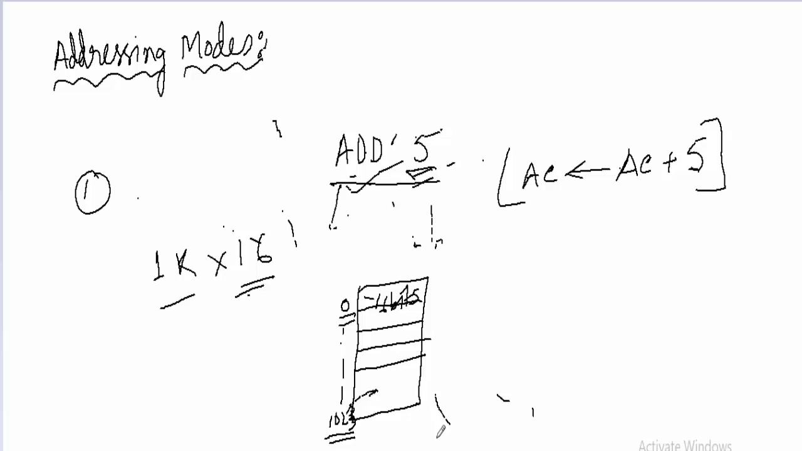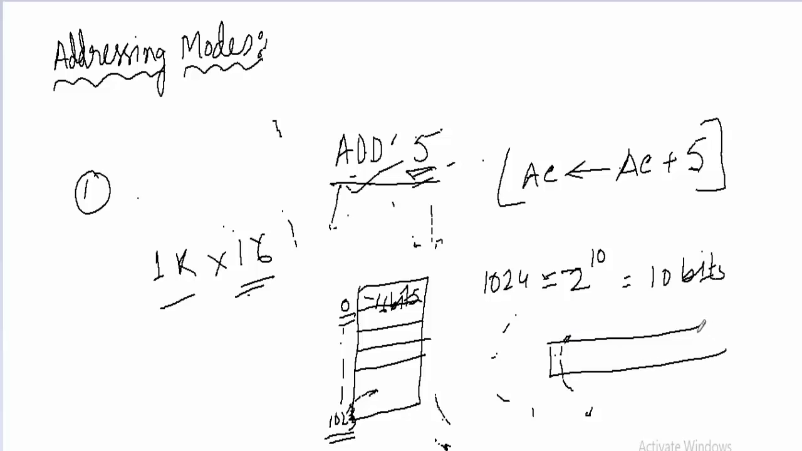So if we want to use this memory address in the instruction, then we have to give a 10 bit address in the instruction, because we have 1024 locations, and 1024 means 2 to the power 10, so we need 10 bits to represent each location. So if the instruction is like this, we need 10 bits in the instruction to represent each location.